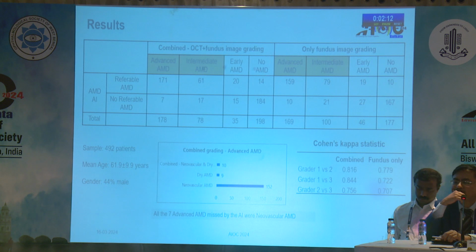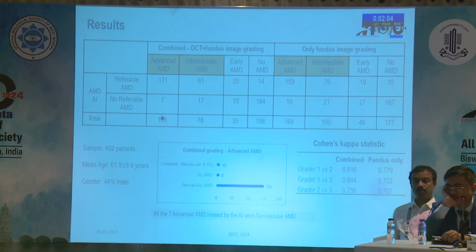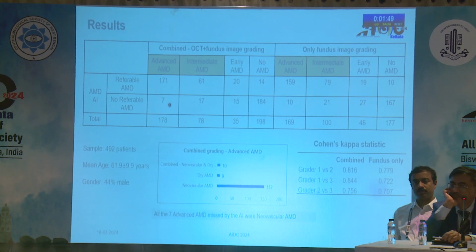So as you can see in the results, we had around 490 patients with a mean age of 62, and in the total of 256 referable AMDs, the software correctly identified 233 of them. What is more impressive was in the advanced AMD category, 171 out of 178 referable AMDs were picked up, which is nearly more than 96%.